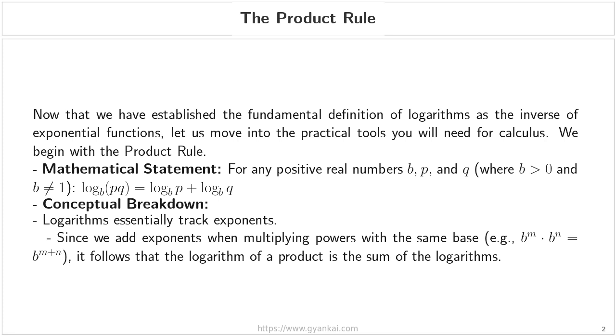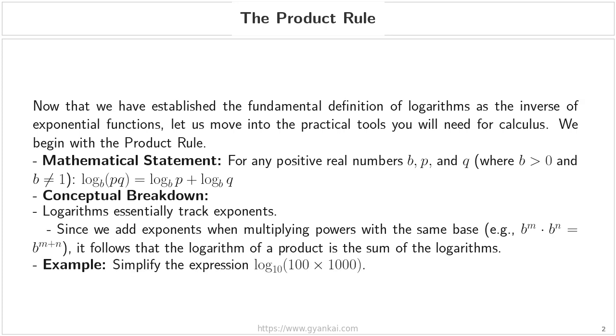If you recall your exponent laws, when we multiply two powers with the same base, for example, b to the power of m times b to the power of n, we add the exponents to get b to the power of m plus n. Because logarithms are the inverse of this process, it follows logically that the logarithm of a product is the sum of the individual logarithms. Let us apply this concept to a practical example.